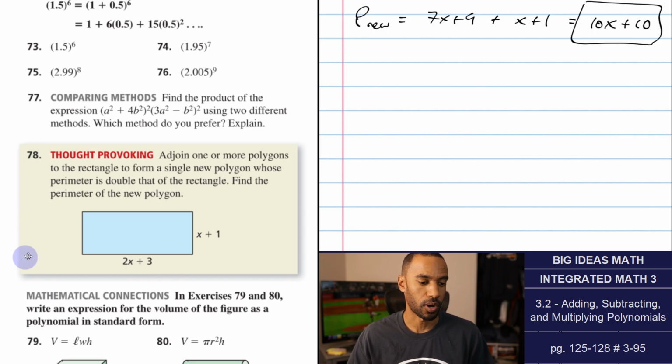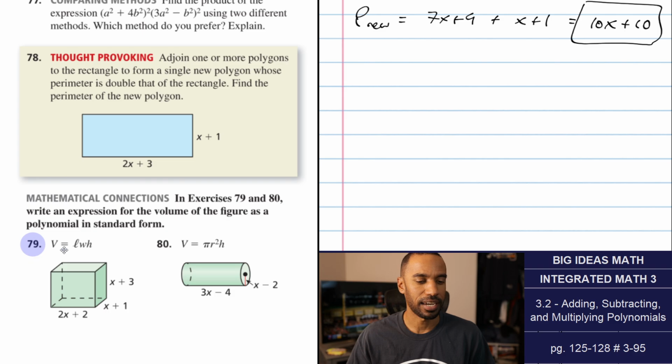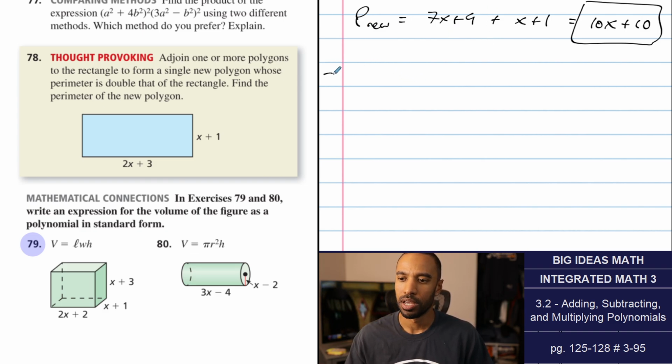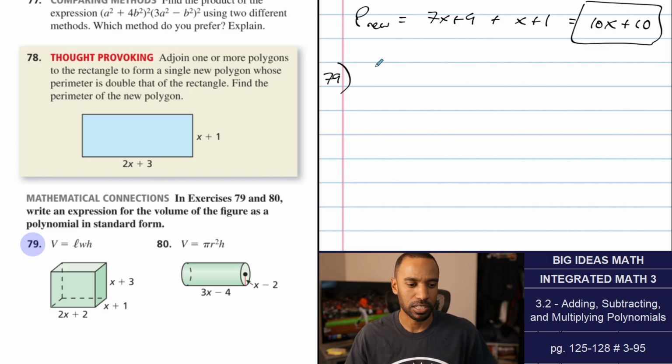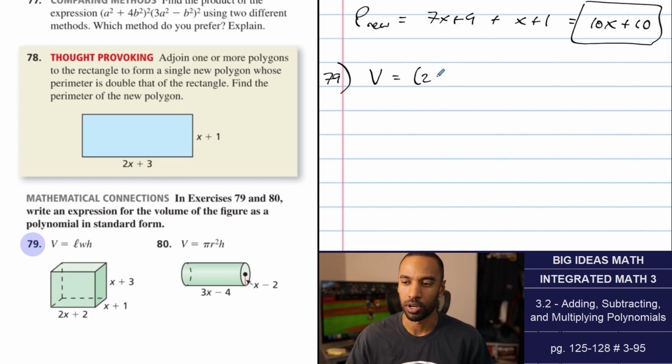It's kind of tricky because I tried to be tricky with it. Numbers 79 and 80, we got some solids. In exercises 79 and 80, write an expression for the volume of the figure as a polynomial in standard form. Okay, got it. So 79, we have a rectangular prism where the volume is, they tell you, length times width times height. I wonder why they're being so helpful when we should know what they are.